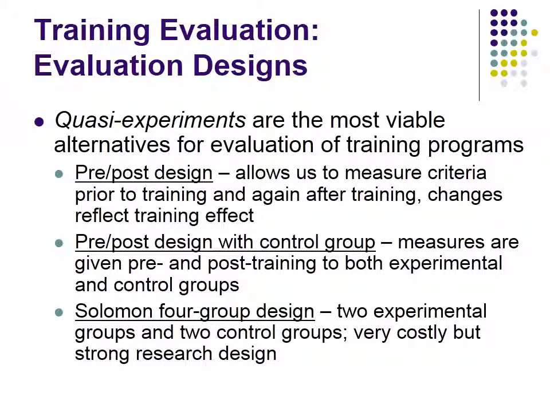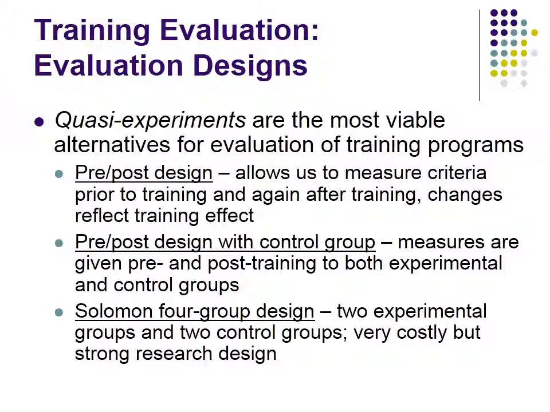So how do we actually use these levels of Kirkpatrick's taxonomy to evaluate training? Generally speaking, our evaluation designs are probably going to be quasi-experimental, and they're the most viable alternative for evaluation of training programs. We've got a few here. There's the pre-post test design. It allows for measuring criteria prior to training and again after. You don't have experimental control here, but you can at least say, here's where everyone was at prior to the training with the pre-test, and after the training, here is where everyone is at afterwards. If we see an increase, we can use that as an argument for the pre-post test design evaluation of training.